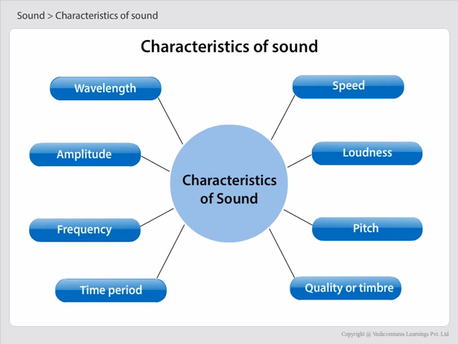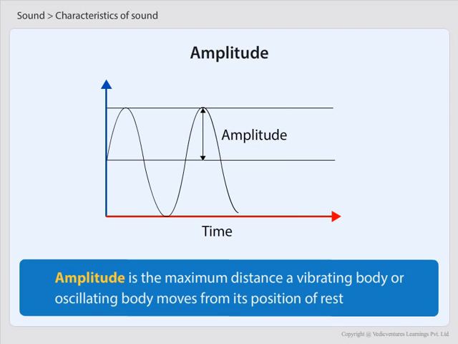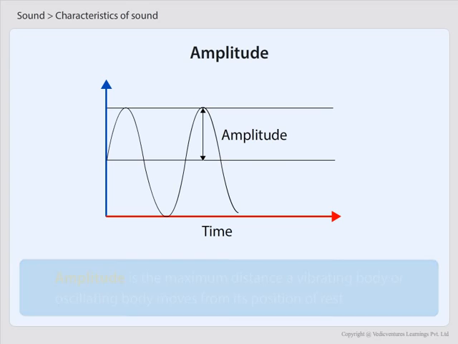Here we will discuss amplitude. Amplitude is the maximum distance a vibrating body or oscillating body moves from its position of rest. We can understand this by the example of a simple pendulum.